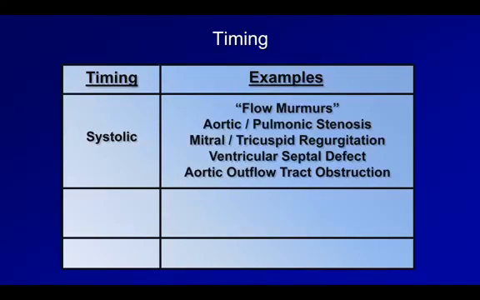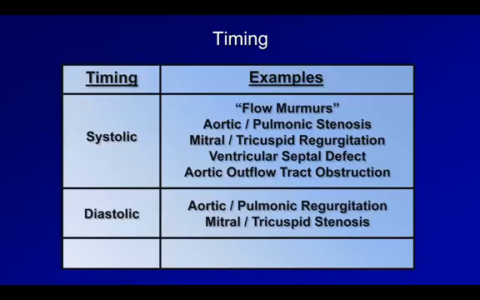Etiologies include flow murmurs caused by hyperdynamic states or anemia, aortic and pulmonic stenosis, mitral and tricuspid regurgitation, VSDs, and aortic outflow tract obstruction, which can be caused by hypertrophic obstructive cardiomyopathy. Diastolic murmurs include aortic and pulmonic regurgitation and mitral and tricuspid stenosis. Among American adults, detectable diastolic murmurs are almost always due to aortic regurgitation.